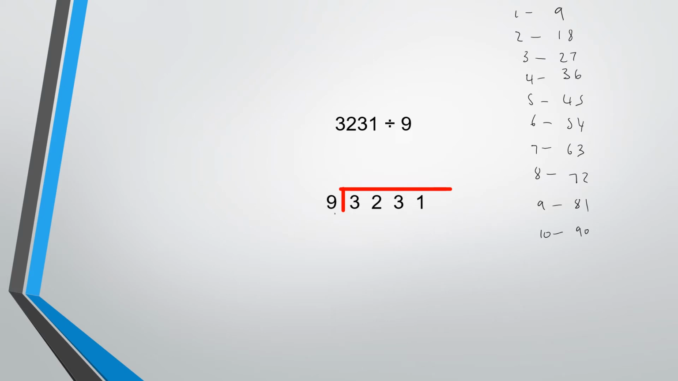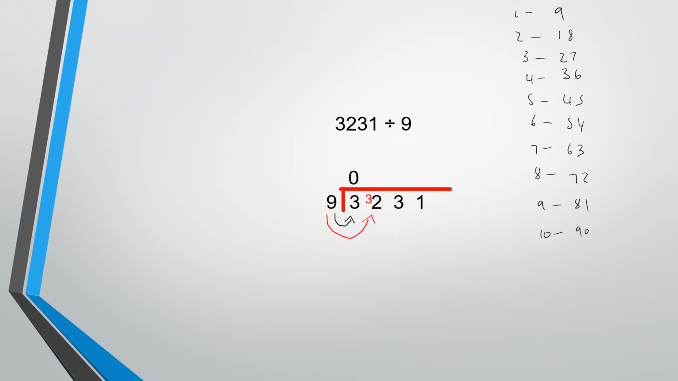Okay, another one here to try together is 3,231 divided by 9. So 9 times tables. Okay, 9 on the outside of our bus stop. 9 into 3. Not possible, is it? So let's put a 0 and carry that 3 over.